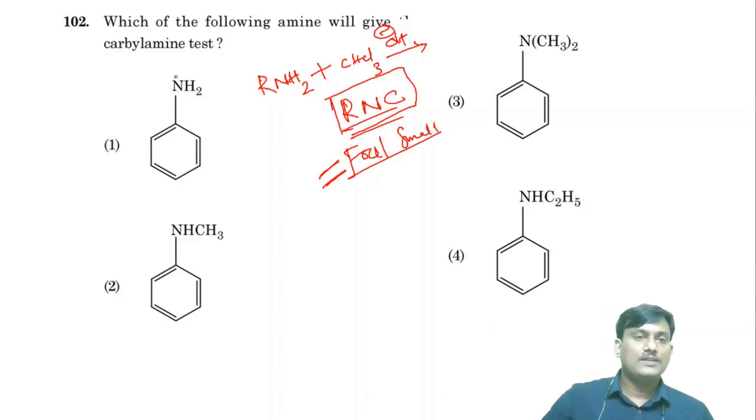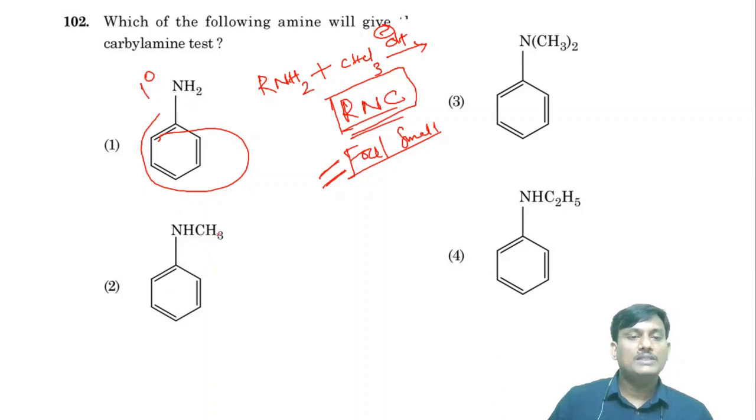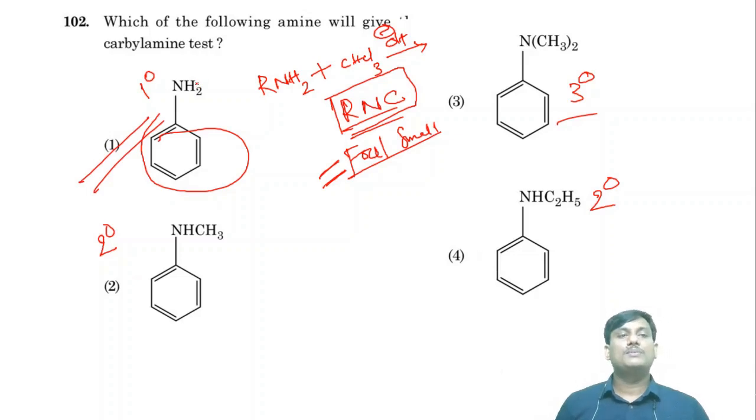If you take nitrogen, this one is attached with one carbon, one phenyl group, so this one is primary. This one is attached with one phenyl and one methyl, two carbons, it's a secondary. And this one is attached with three carbons, tertiary. And this one is attached with the phenyl group and ethyl group, two carbons, so it's a secondary. Obviously, the first molecule exhibits the carbylamine test.